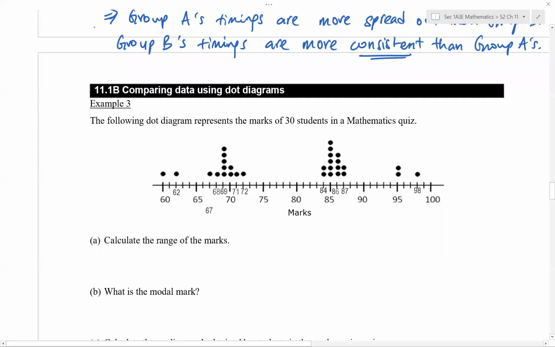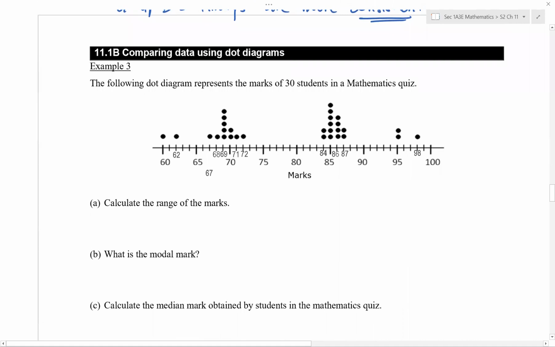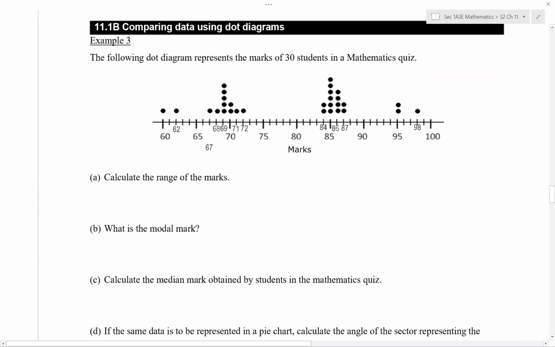Let us continue with the notes on chapter 11, part 1. Now we're going to be comparing data using dot diagram. And here we have the diagram representing the marks of 30 students in a mathematics quiz. So we expect that to be 30 dots in line with the 30 students identified in this question.